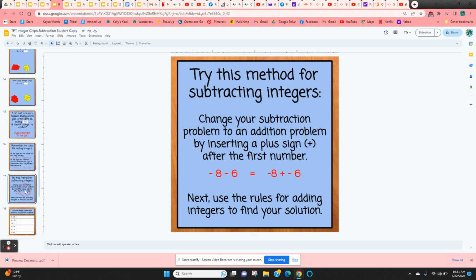Now, another way to subtract integers is just to change their subtraction problem to an addition problem by inserting a plus sign after the first number. So -8 - 6 is the same as -8 plus -6. They just added a plus sign after the first number. And then they can use the rules for adding integers to solve.